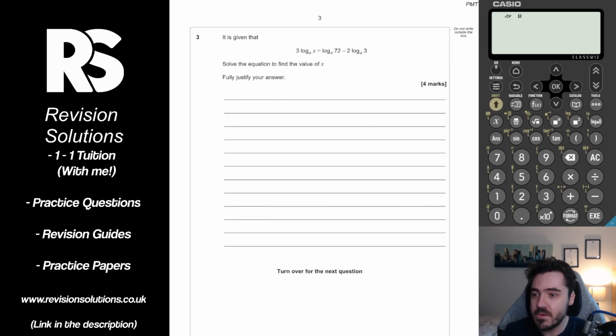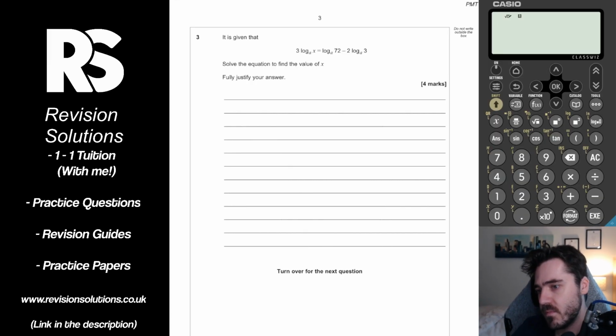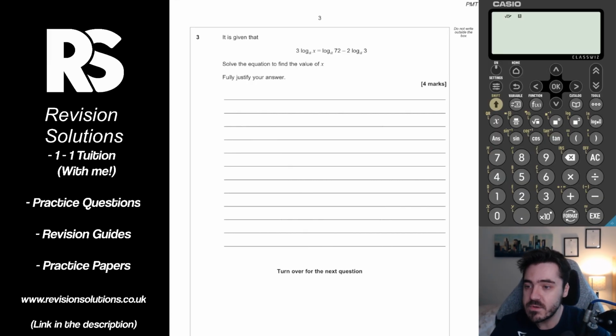Moving on to question 3. It says it is given that 3 log base a of x equals log base a of 72 minus 2 log base a of 3. Solve the equation to find the value of x. So whenever you get a logarithmic equation like this, guys, you're going to want to just combine all the logs and unlog it once you've combined it all down to one log. So to combine it all down to one log, we're first going to have to deal with these coefficients here. So we can use the power rule to deal with that. So bring it in as a power instead.